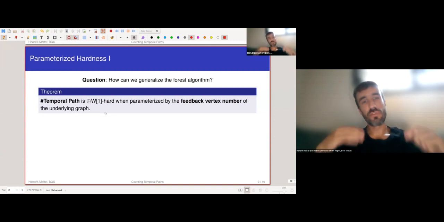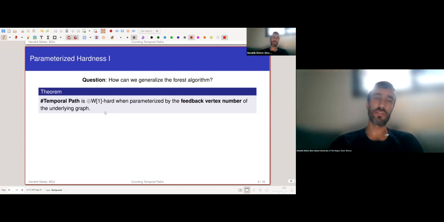And I want to give you the main ideas of how we get these results, and also touch a little bit on the problem that we could only show parity W[1] and not #W[1] hardness. And maybe some of you have an idea how to fix that.